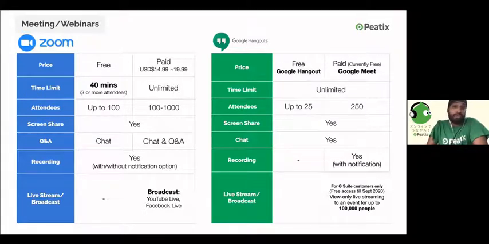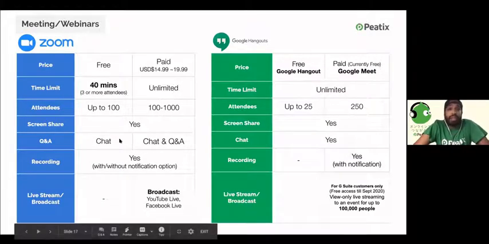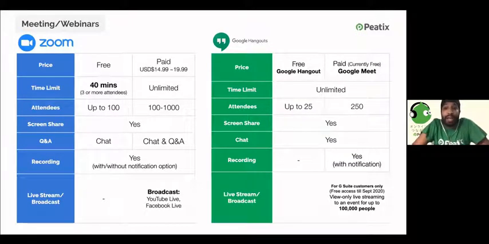But unlike Zoom, for Google Hangout, the time limit is unlimited, right? So that's one of the main things, in my opinion, for Zoom. The other one is that for the paid version, you can have up to 1,000 attendees for your event, as compared to Google Hangout, which is still limited to about 250. So it really depends on the type of event that you're running. I still lean towards Zoom, for example.